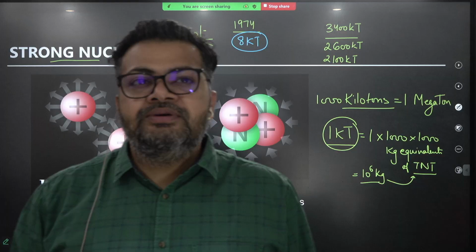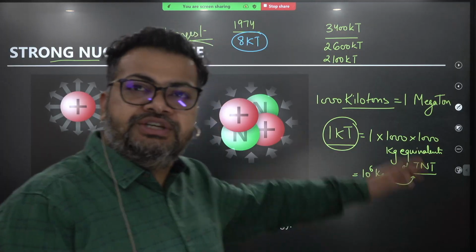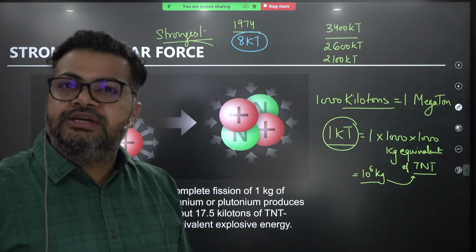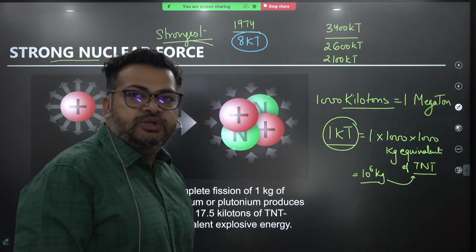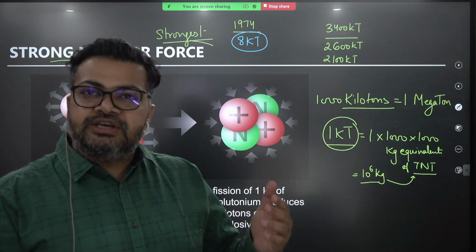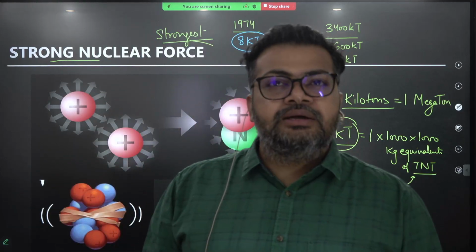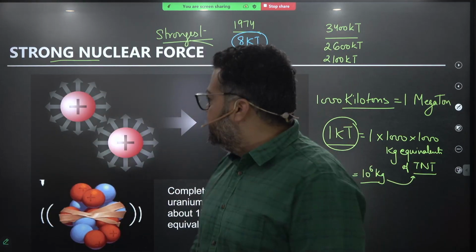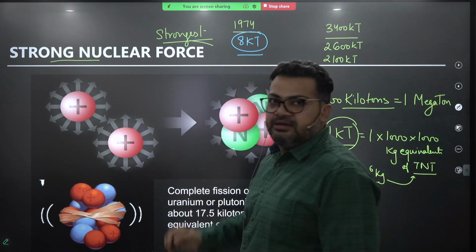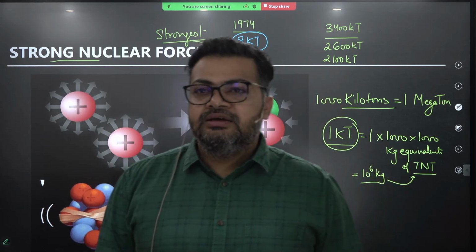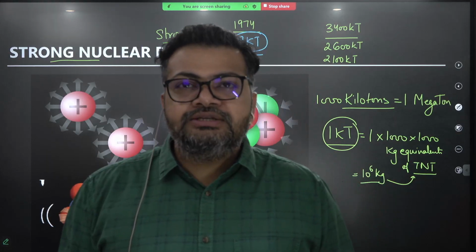Now guys, you may be wondering that when Russians did it, they produced 3400 kT. When Americans did it, they produced 2600 kT. When Chinese did it, they produced 2100 kT. Indians produced just 8 kT. You may be wondering whether we really did a nuclear test or not.